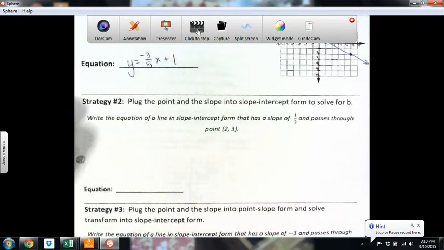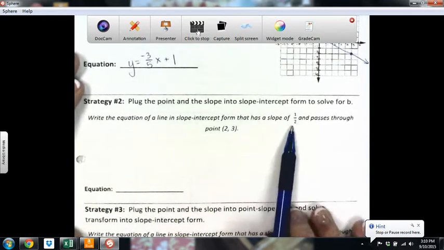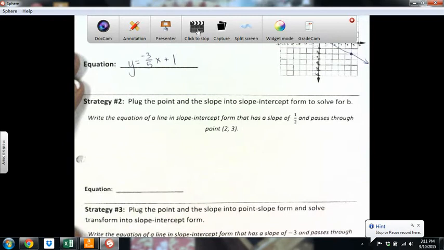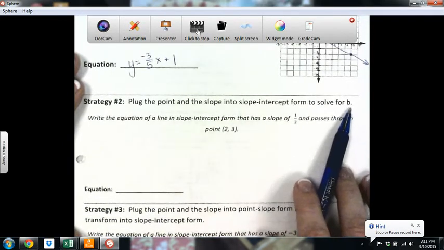Strategy number 2 is the one that you've likely learned in Algebra 1. If I give you the slope and a point, you can plug the point and that slope into slope-intercept form and use it to solve for the y-intercept. So instead of counting to the y-intercept, we'll solve for the y-intercept.